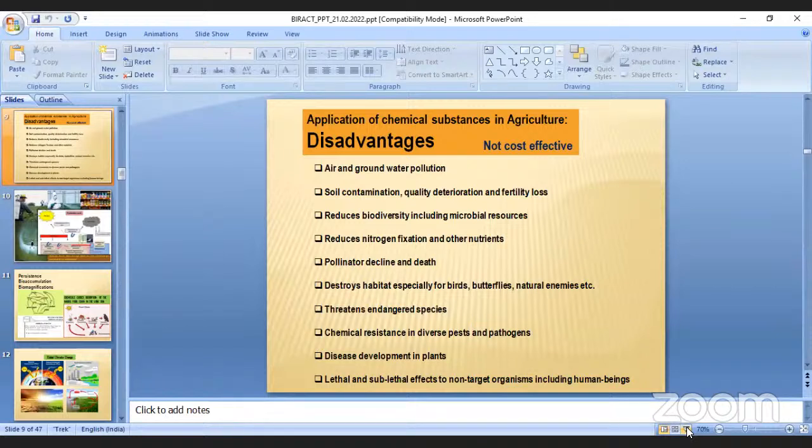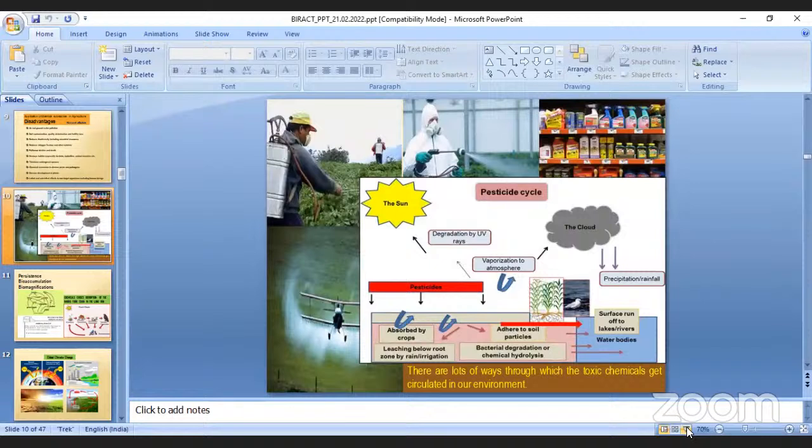So what is happening actually? Growers are using pesticides without any limit. This has created problems of chemical toxicity and chemical resistance. These pests and different kinds of pathogens become very resistant. I have already explained this resistance development in plants. And then one of the most important problems is lethal and sublethal effects on non-target organisms, including human beings. This entirely creates lethal and very deadly effects on living organisms like human beings. Also, this application of chemicals is not cost effective.